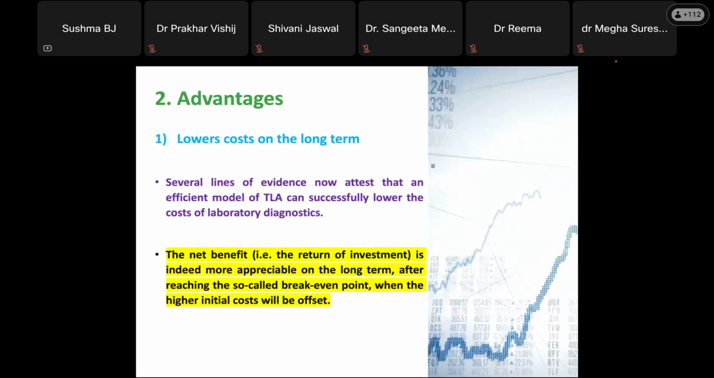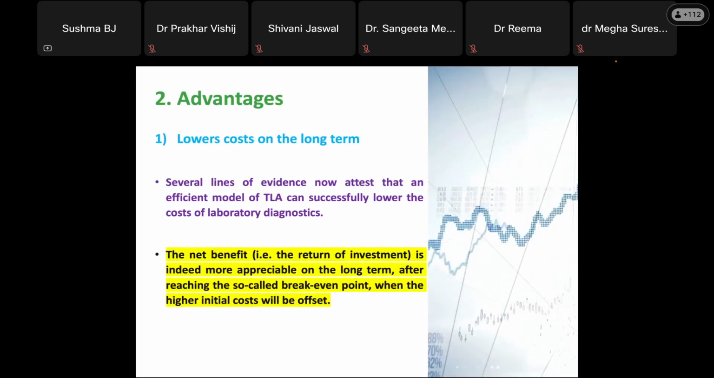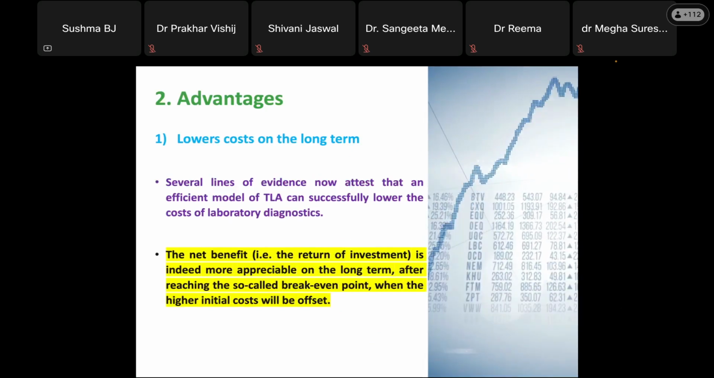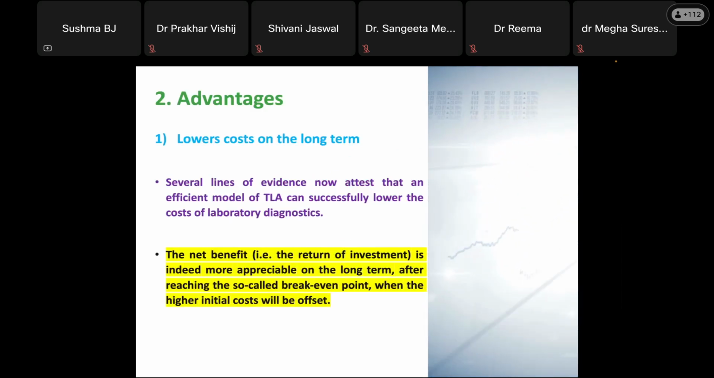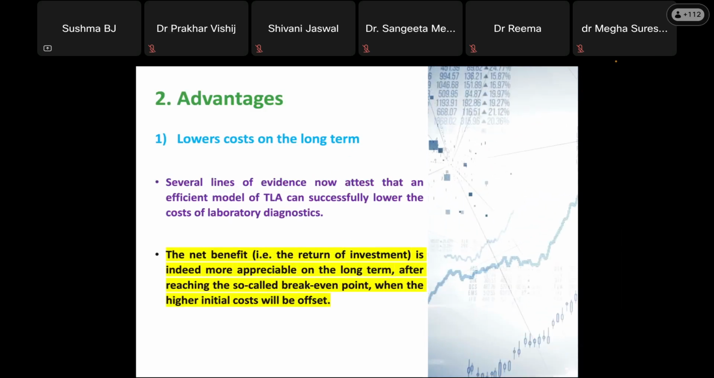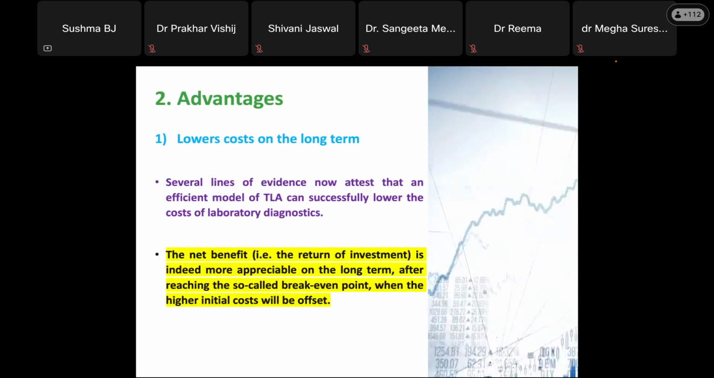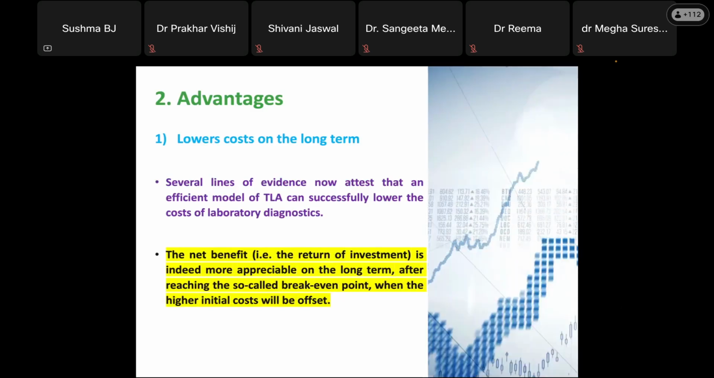So let us look into the second aspect. What are the advantages of total laboratory automation? Dr. Shivani ma'am has discussed most of the points, but I will add on to some of the points, as the topic is advantages and limitations of total automation.